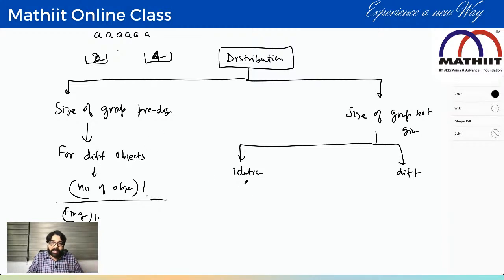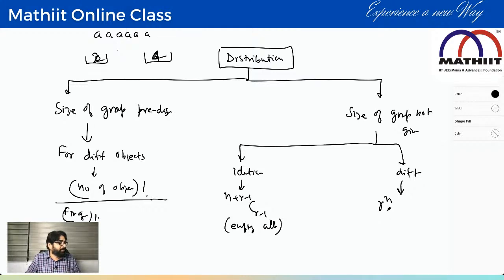So for identical objects, the formula is simply n+r-1 C r-1, and only this formula you have to remember. This is when empty group is allowed. If empty group is not allowed, I told you, first fill the minimum condition and then solve it. So many formulas, why should we learn? And if the objects are different, there are 2 possibilities. If empty group is not allowed, r power n.